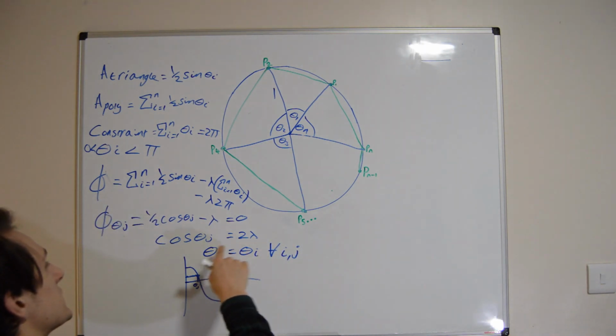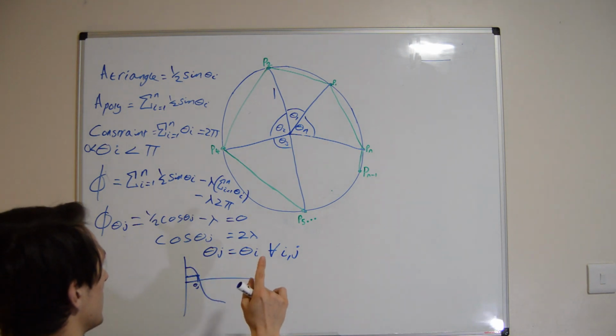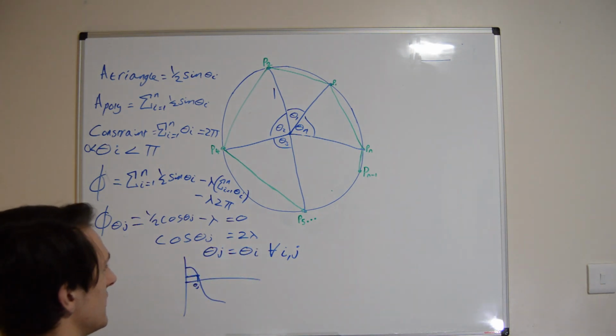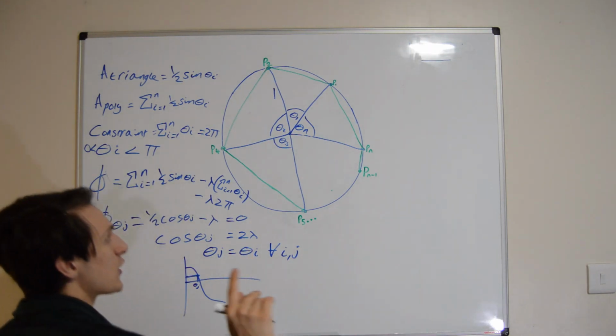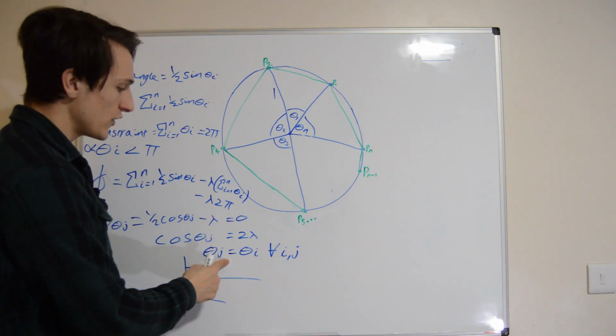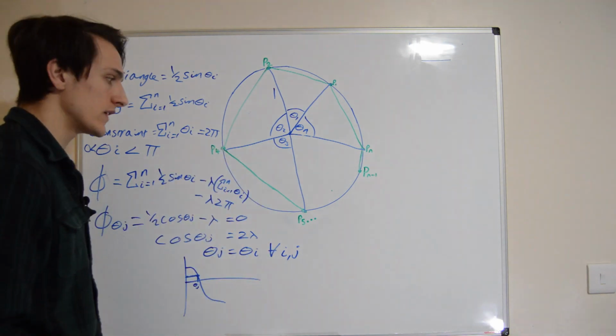Now we don't really need to worry too much at this point about what this answer is. We just need to know that this uniquely defines theta j. So we have a regular polygon. All the angles are the same. And if all the angles are the same, that's a regular polygon. That's the definition, right?